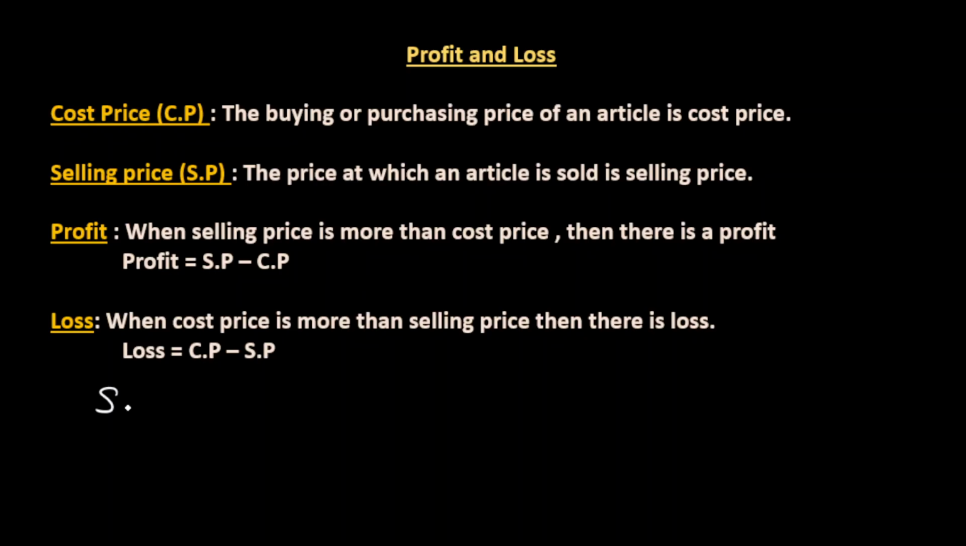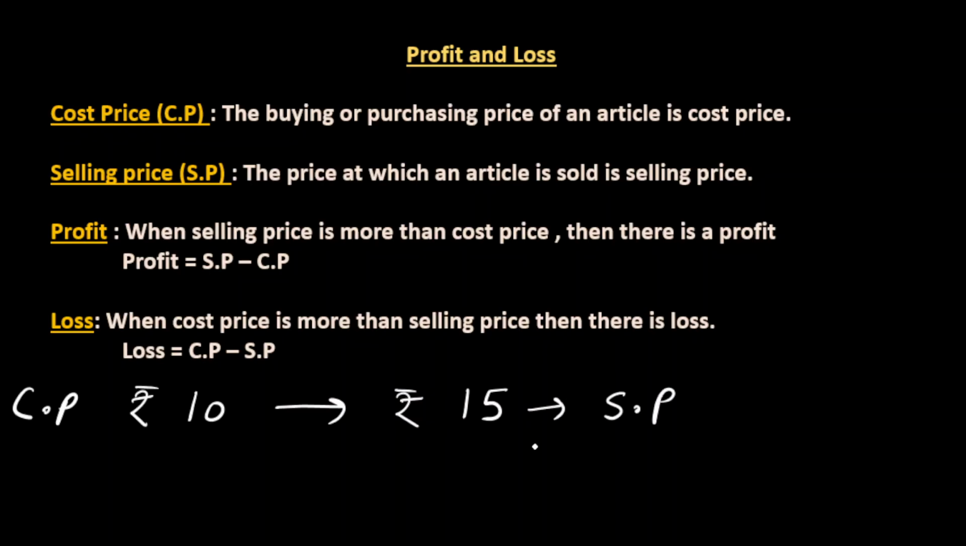Suppose you have purchased one pen for 10 rupees. Don't do this, I am just giving you an example. The cost of the pen is 10 rupees, but you sold the same pen to your friend for 15 rupees. You purchased it for 10 rupees and you sold it for 15 rupees. Now selling price is more than cost price, so you have earned a profit. So how much profit have you earned? Selling price is 15, 15 minus 10 is rupees 5.